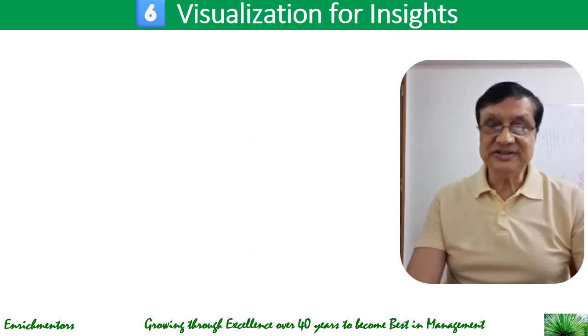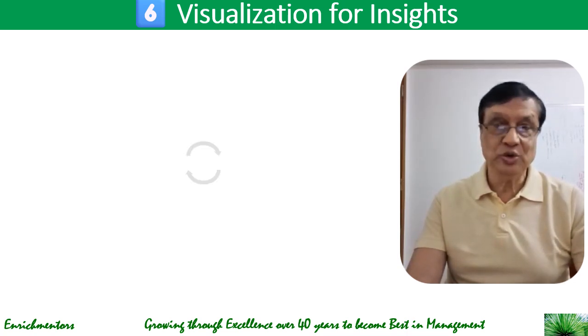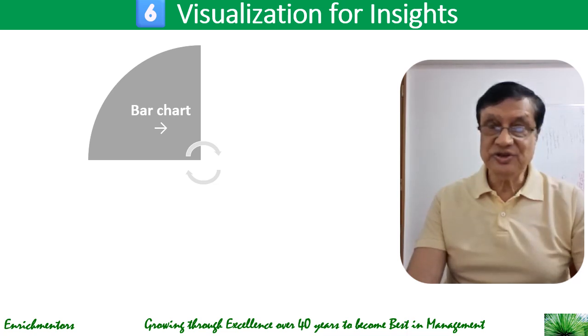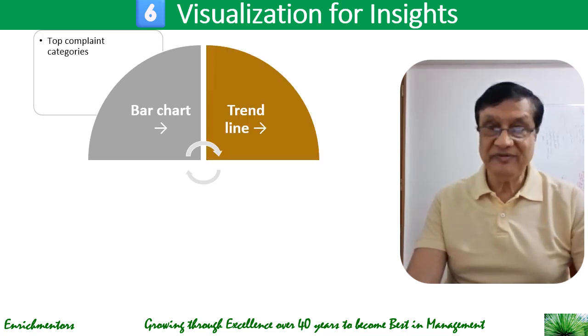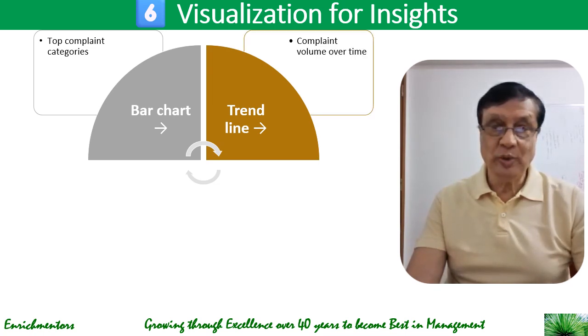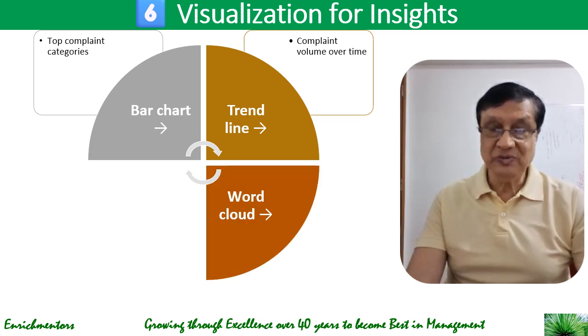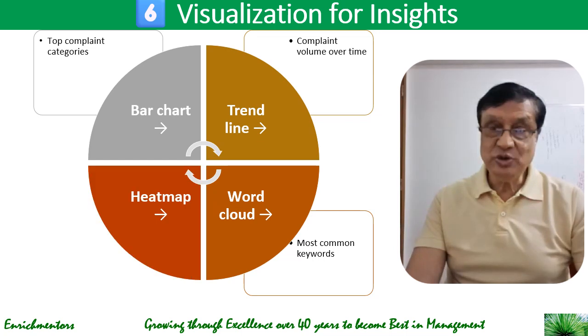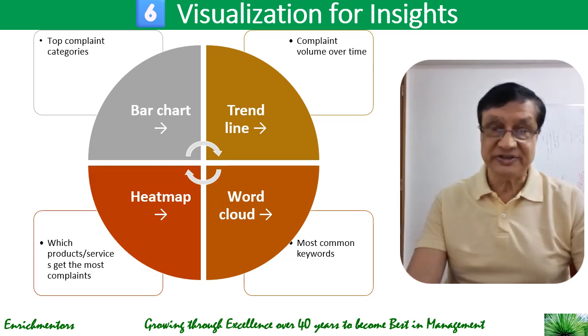Then you do visualization for insights. You turn findings into actionable visuals. And what are the various options you have? You could do bar charts, in which you have the top complaint categories. You have trend lines, in which you can have complaint volumes depicted over time. Then you have word clouds, in which you map the most common keywords on a page or space. And then you have heat maps, in which you answer which products and services get the most complaints.